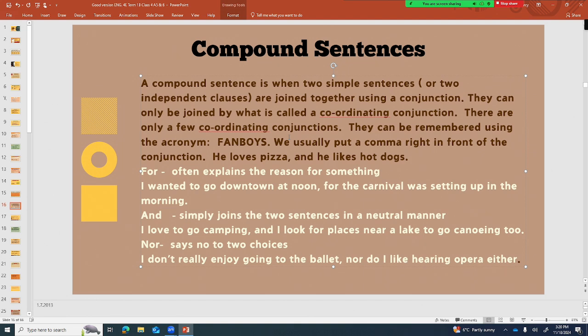And is probably the most neutral one. You can join just about any two sentences together using and. I love to go camping, and I look for places near a lake to go canoeing too. Nor is when you're saying no to at least two choices. I don't really enjoy going to the ballet, nor do I like hearing opera either. All right.